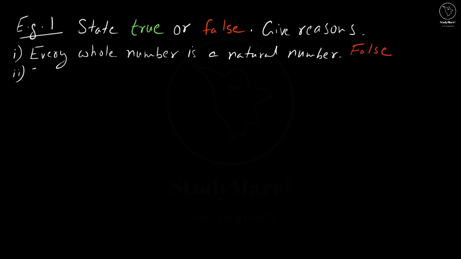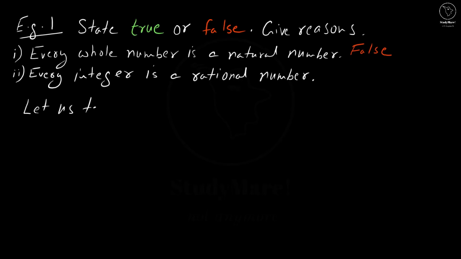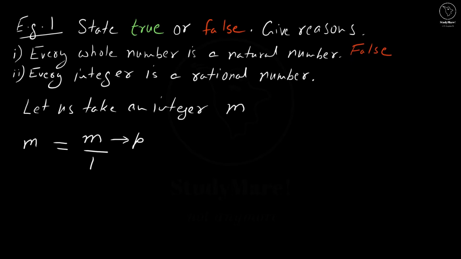Our second section of first example states that every integer is a rational number. Let us take an integer m. We can write m as m by 1 because the value of m remains the same even when written as m by 1. Here m could be considered as p and 1 as q. m can be written in the form of p by q, where p and q are integers and q is not equal to 0.